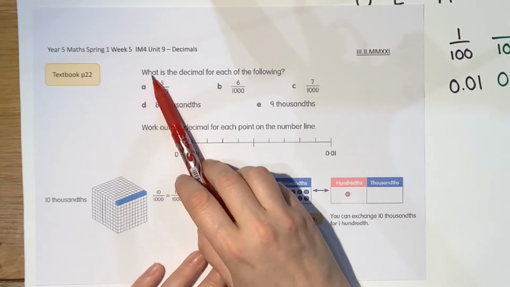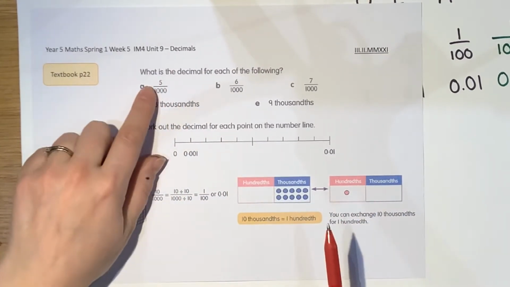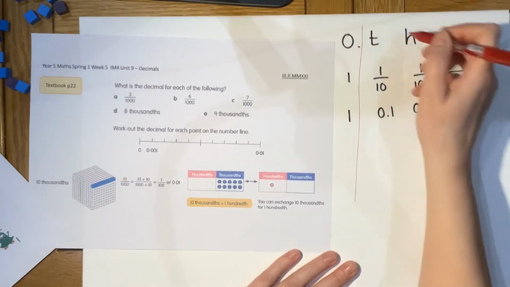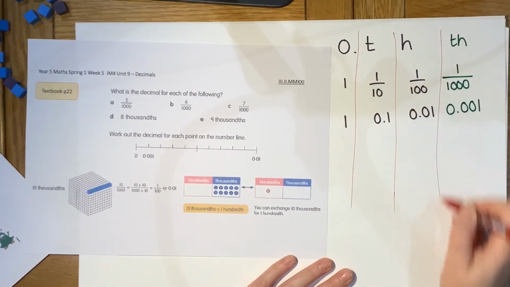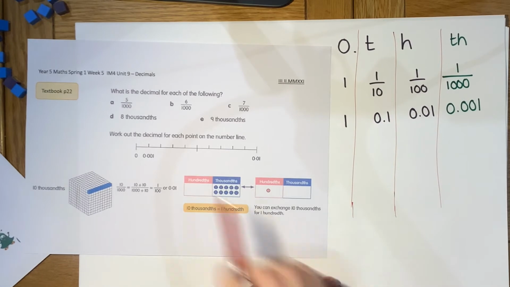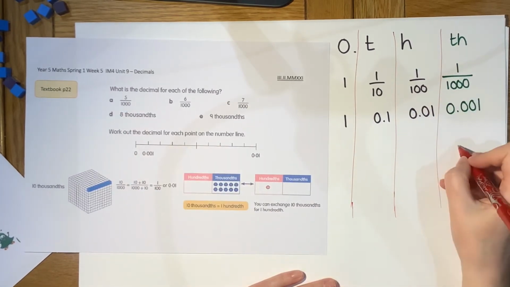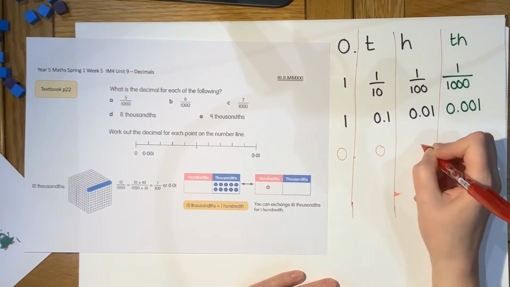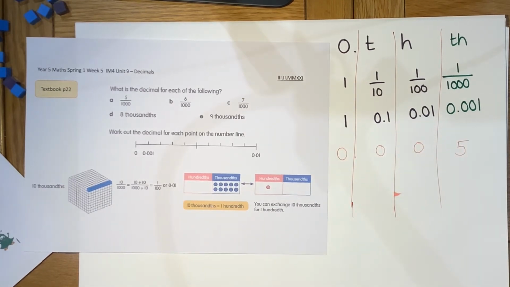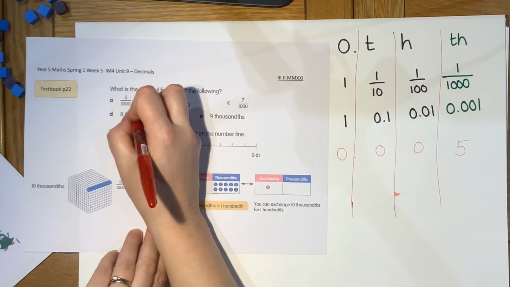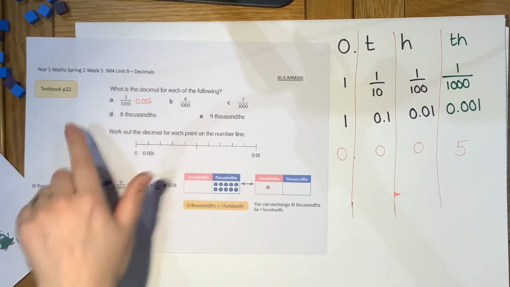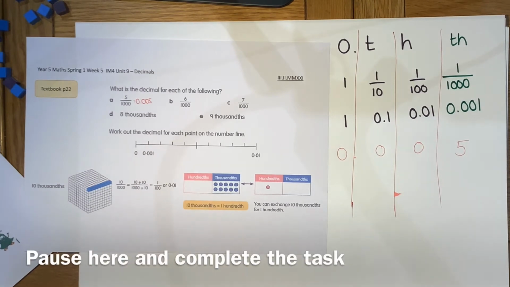So what is the decimal for each of the following? 5 thousandths. Well, if I'm going to use my place value grid here, apologies for the lack of ruler. 5 thousandths means I'm going to have 5 in the thousandths column. I need to fill in these columns. You can't just have that 5 hanging out in the thousandths column on its own. So that one would be 0.005.